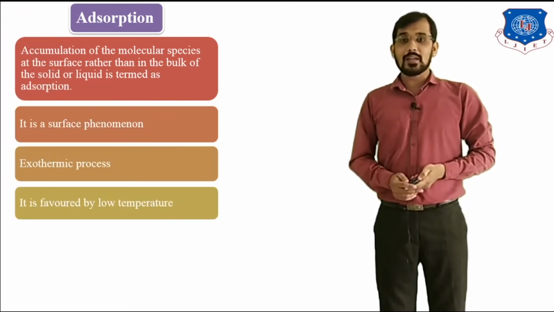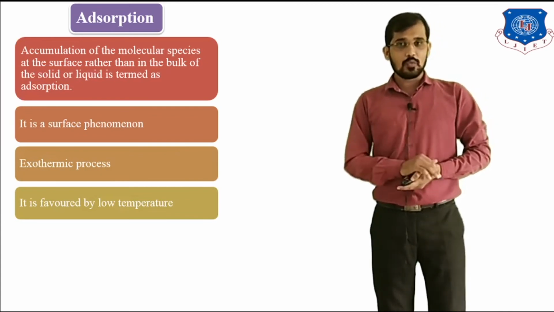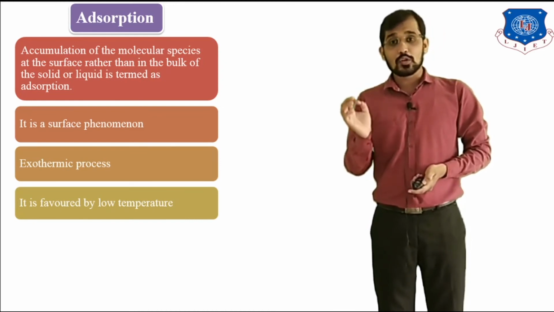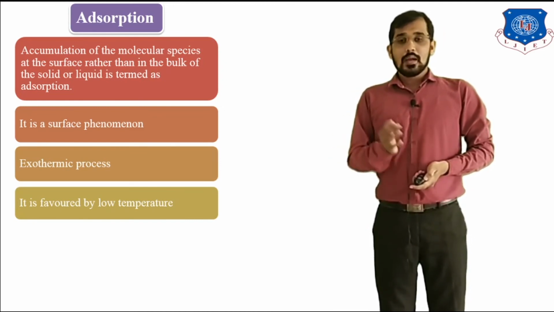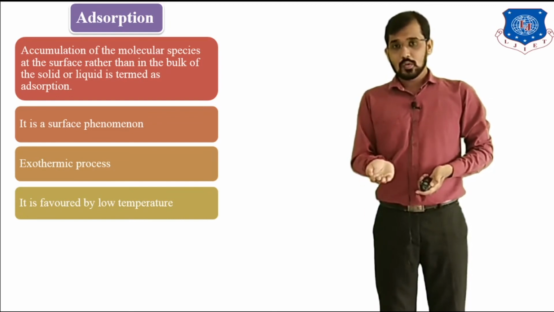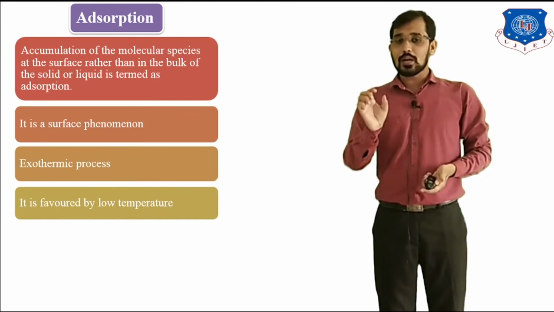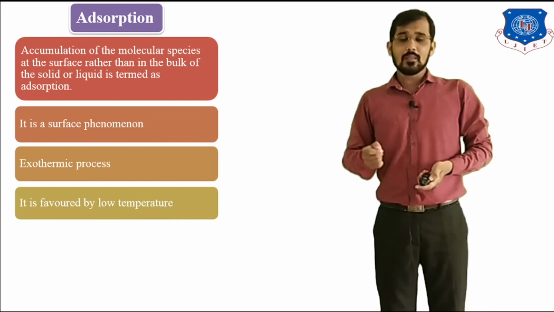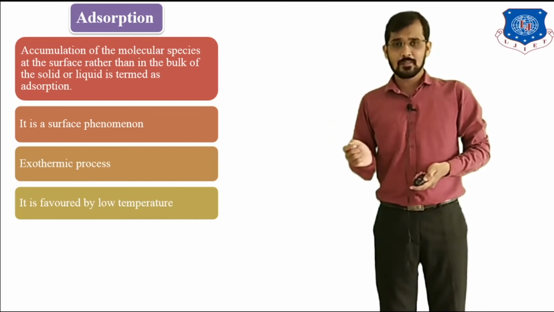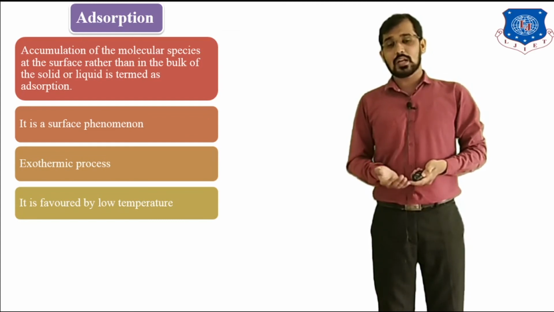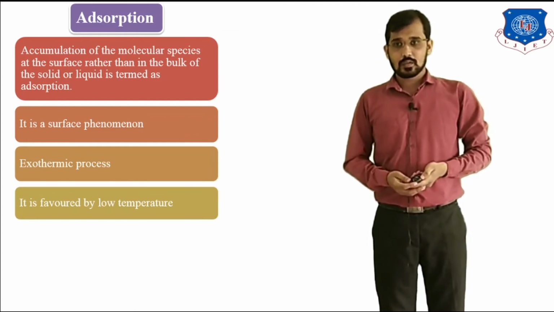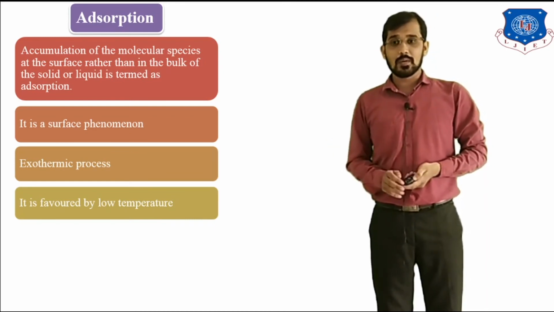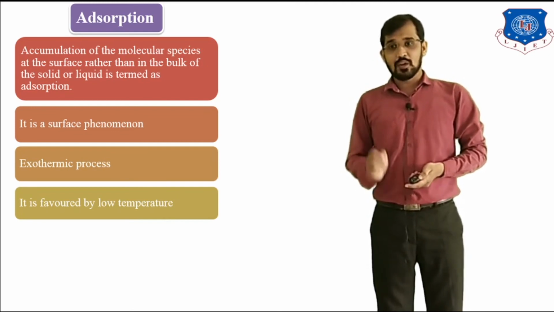Next point, it is favored by low temperature. Suppose there is an adsorption phenomenon, meaning one particle is getting adsorbed over the other substance, so adsorption of the adsorbate over the adsorbent is possible. In this case, if I increase the temperature, whatever molecules accumulated over the substance will be released. Release means they will be sprayed from the surface. If we increase the temperature, accumulation will decrease, and there will be release of atoms from the surface of the substance. This is the effect of temperature. So it is favored by low temperature.